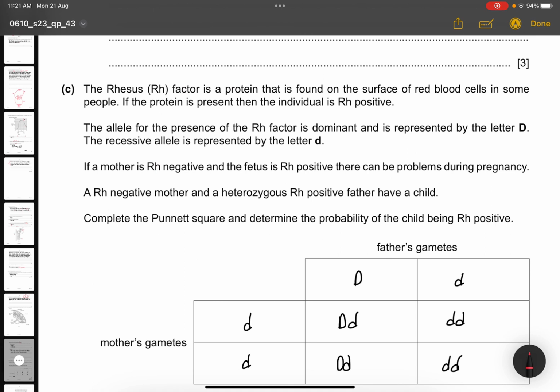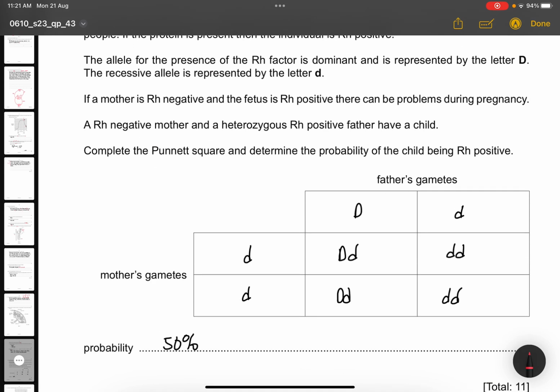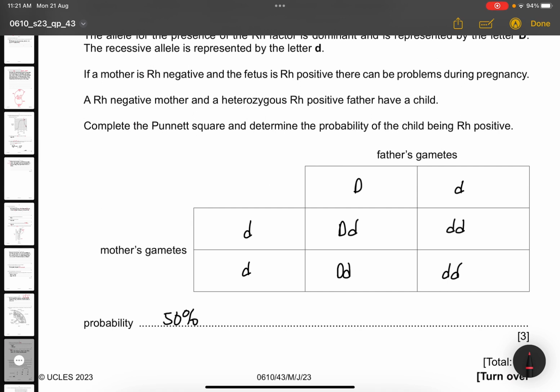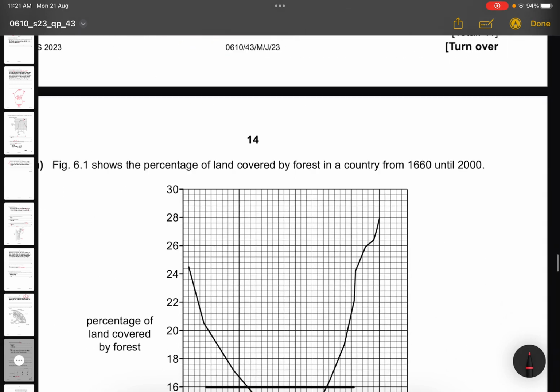A RH negative mother and a heterozygous RH positive father have a child. Complete the Punnett square and determine the probability of the child being RH positive. So Punnett square: big D, small d, small d, small d. So you get 50%. So the probability is 50%, or you can put 1/2 or 0.5 as your answer.